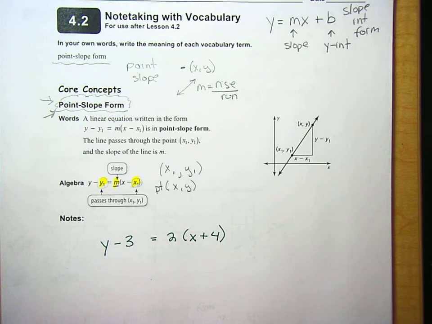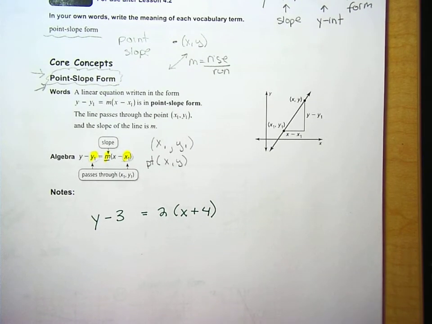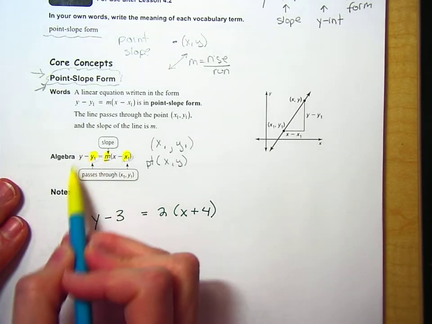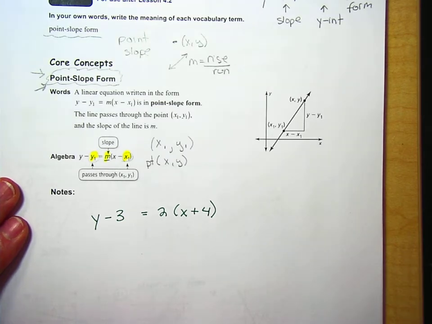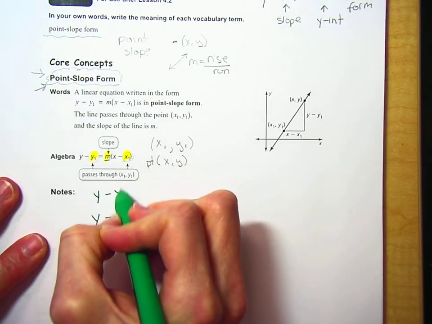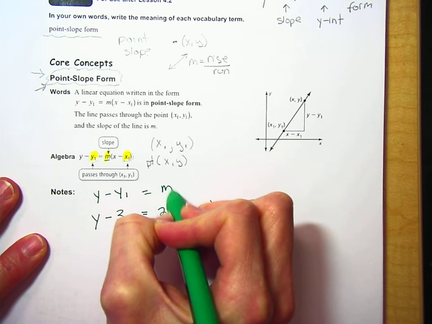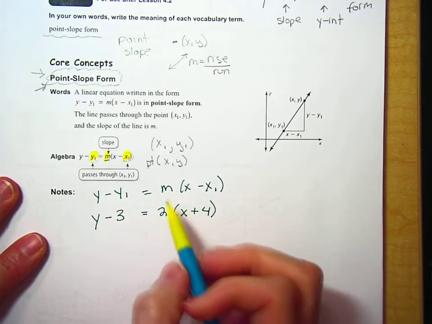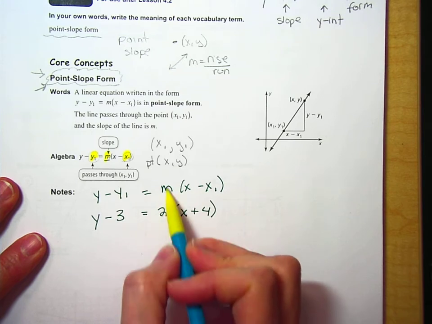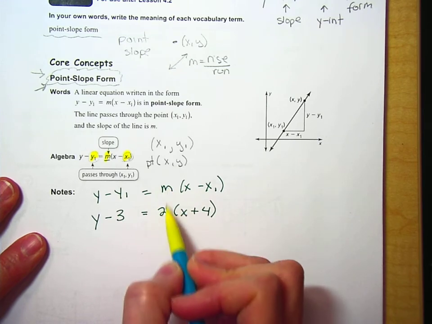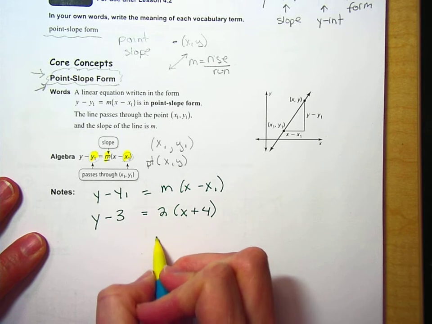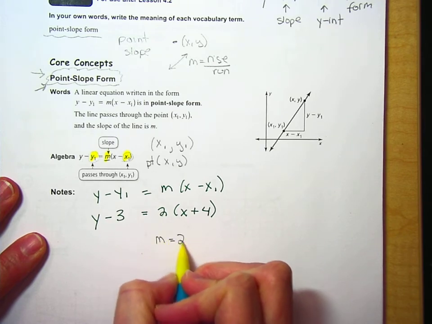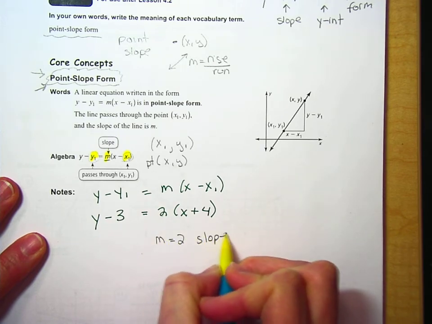All right, so this is an example of an equation of a line already in point-slope form. So if you look at this and compare it to what we have up here, let me write the standard form up here. You can see the slope, which we represent with m. The slope is 2, so I'm going to say m equals 2, and that's my slope.